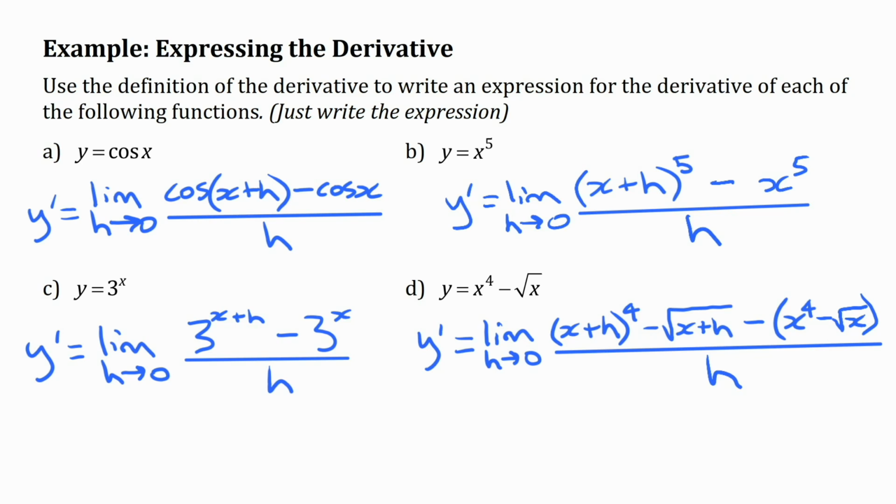All right? So as I said, you can't evaluate them as is for h approaching 0 because you have h in the denominator. But for all of them, there'd be different ways you would work with the top and eventually get to where you could evaluate the limit. All right? Let's look at another example.